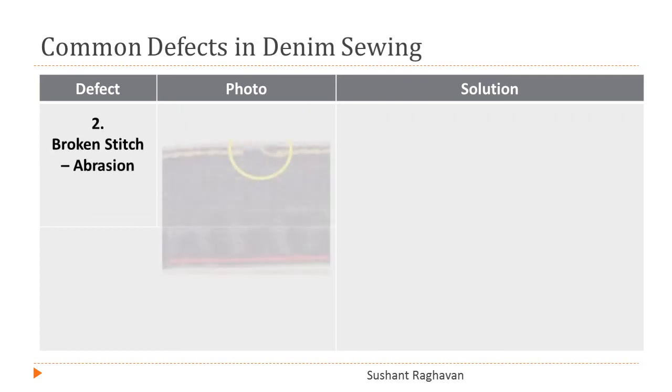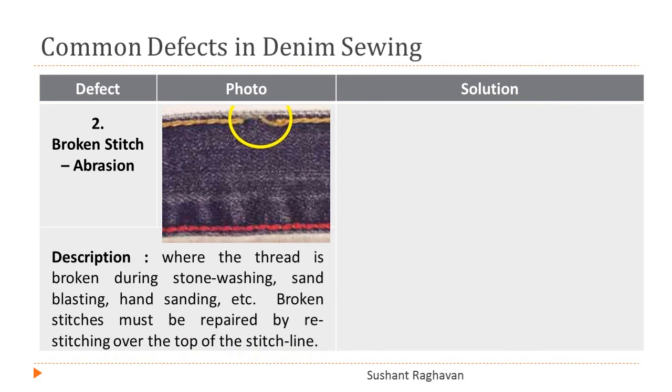Broken stitch, abrasion. Description: where the thread is broken during stone washing, sandblasting, hand sanding, etc., broken stitches must be repaired by restitching over the top of the stitch line.